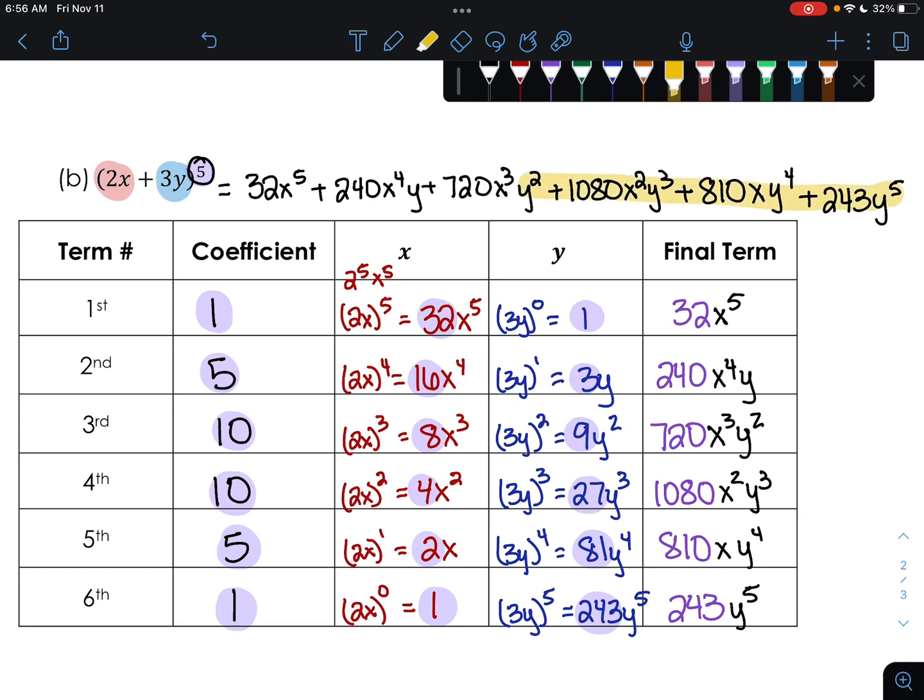And that would be your final answer, and that helps you from not having to multiply it out 5 different times. So if you have any questions over this first part, please write it down so you can ask me in class, and then make sure you check out the second part of this video where we talk about the binomial theorem.